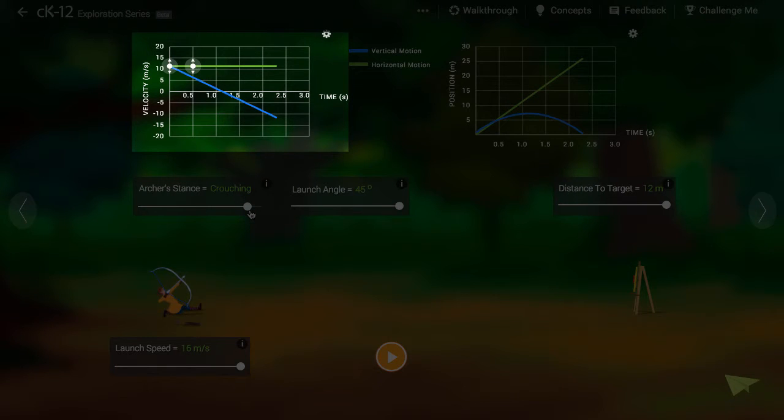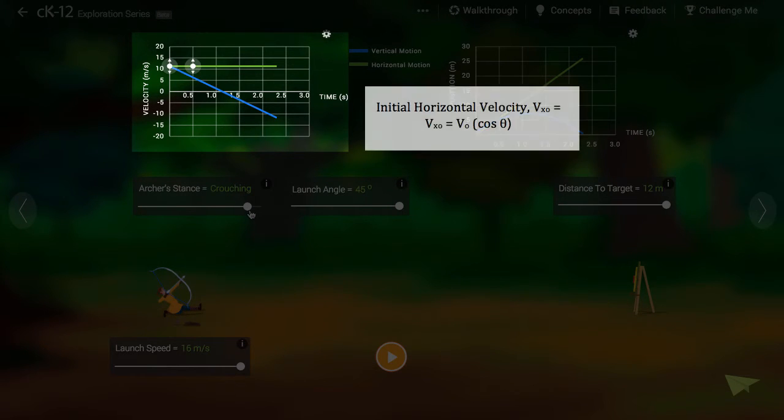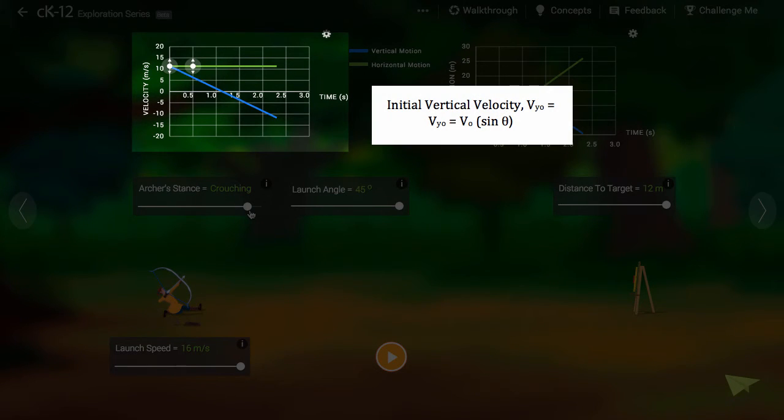The initial values of horizontal and vertical velocity, the values at time t equals 0, are determined by the initial speed and angle of the arrow. Standard trigonometry formulas apply. The initial horizontal velocity, the value of the green line on the graph at left, is equal to the initial speed multiplied by the cosine of the launch angle. The initial vertical velocity, the value of the blue line on the graph at left at time t equals 0, is equal to the initial speed multiplied by the sine of the launch angle.